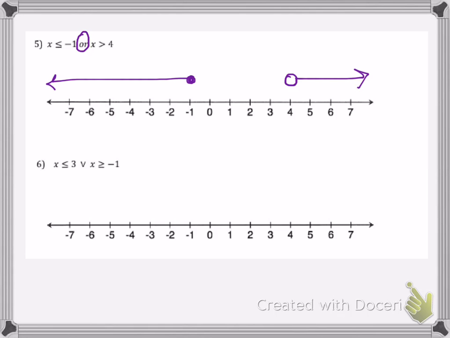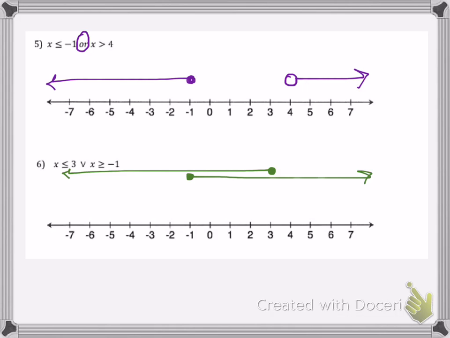So you should have found that the left inequality, x is less than or equal to -1, was a closed circle at -1, shading to the left. And then the rightmost inequality should have an open circle at 4, shading to the right. For example 6, I want you to draw the graphs of those two inequalities way above the number line. Draw the first one on top, second one on bottom, and then we're going to take a look at the graph of all of it.